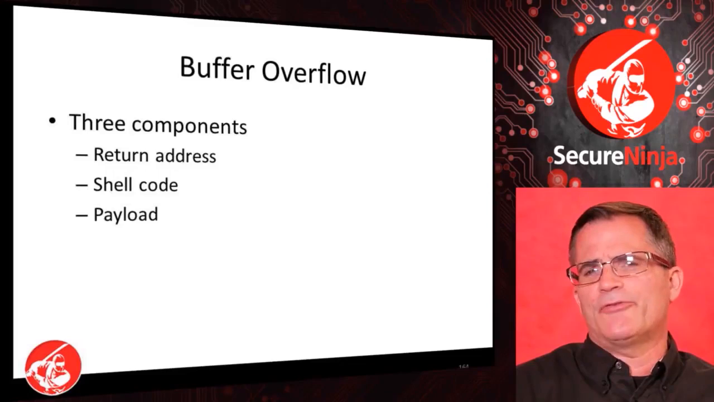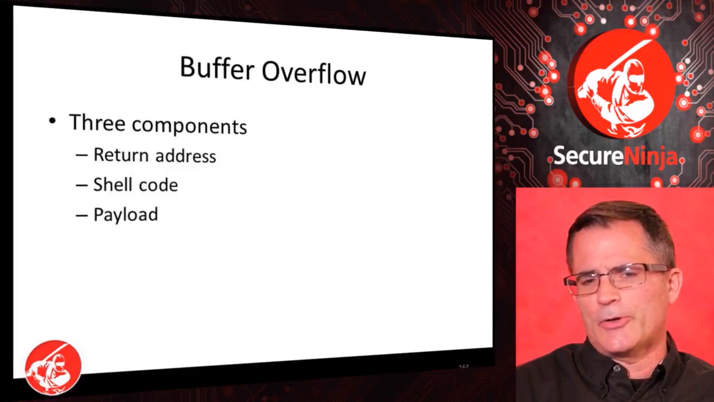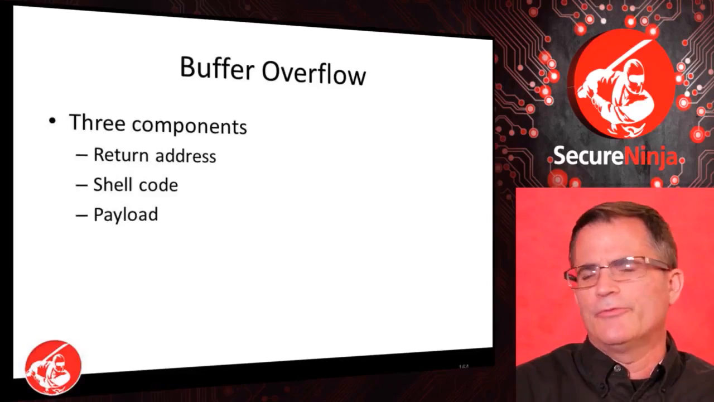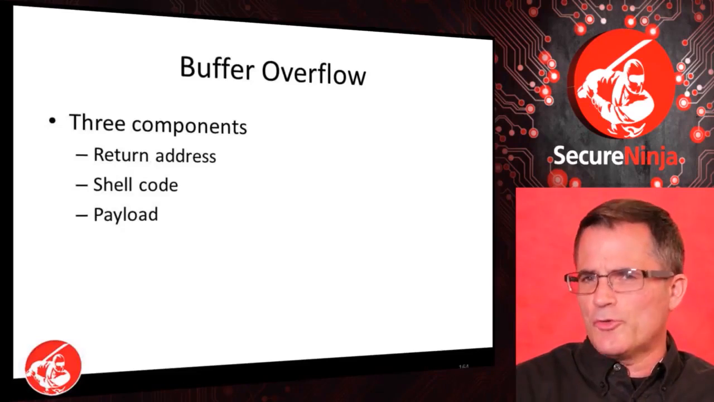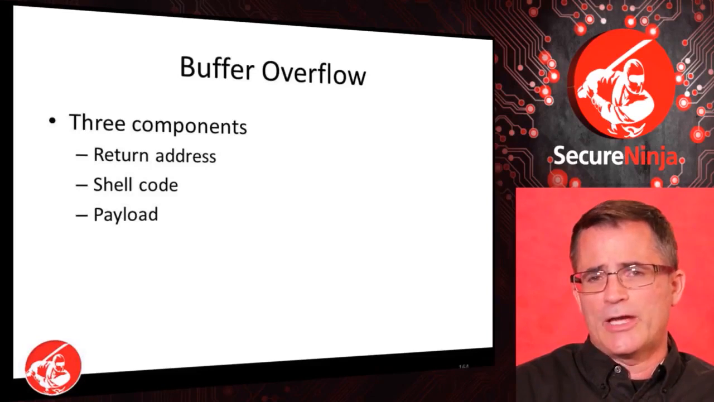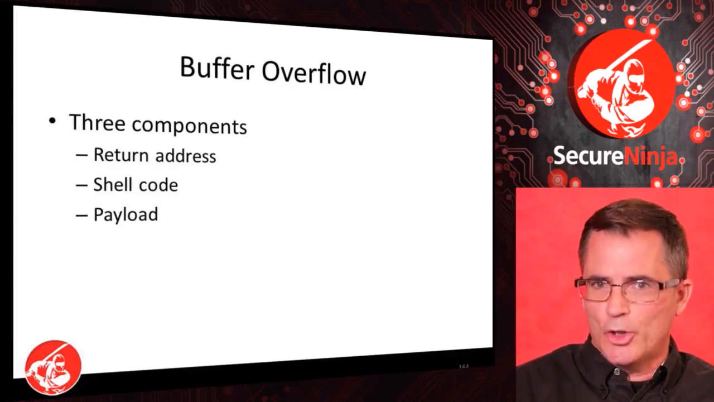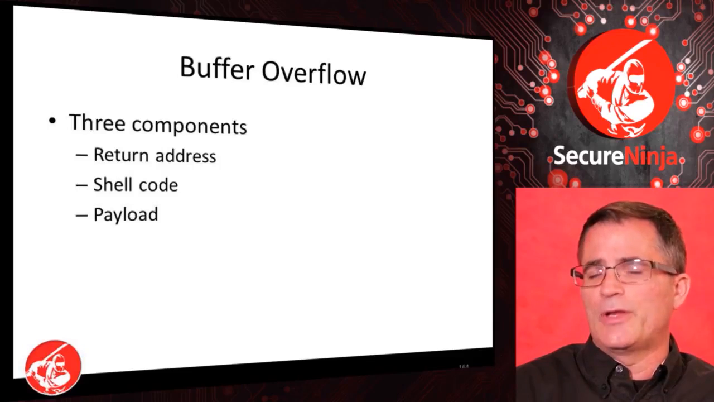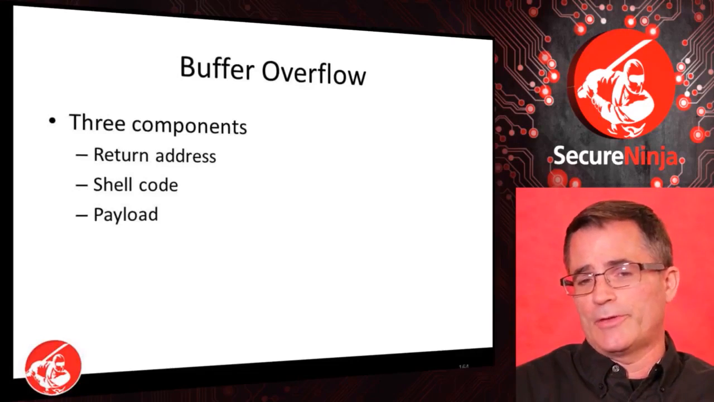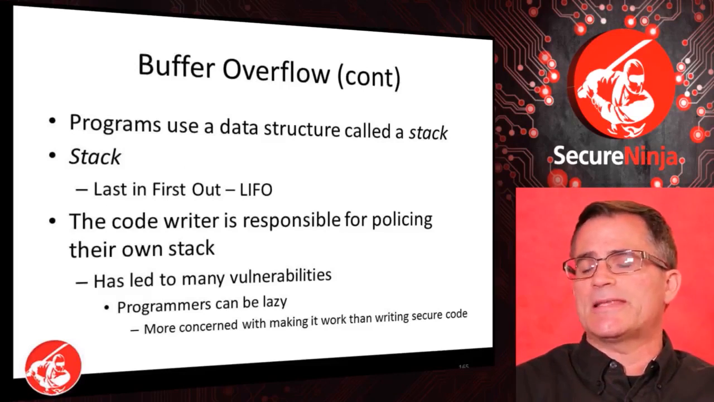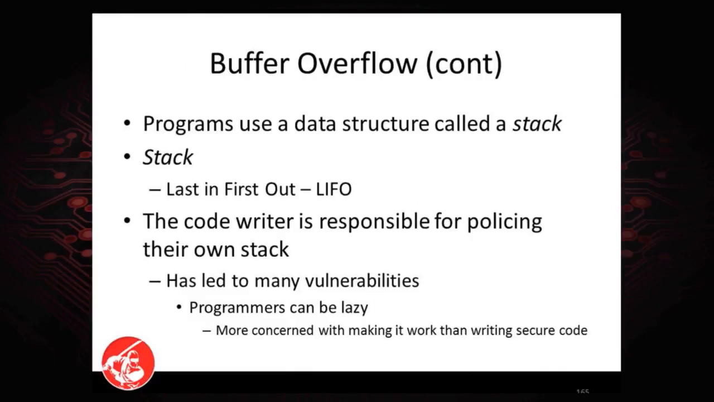The main thing to understand from our hacking standpoint as a red team hacker is that we need to know and have 3 components for a buffer overflow. We need a return address, where the location of the instruction pointer is at the time of our execution of our shell code, and then a payload. So we need a return address, a shell code, and a payload to conduct buffer overflow attacks. Well, because a program uses a data structure called a stack, which is last in, first out, this is how we actually corrupt memory.